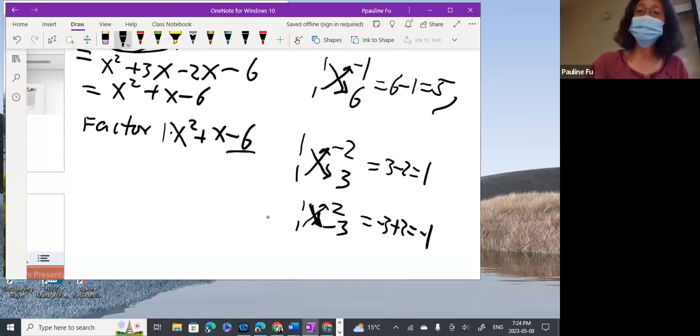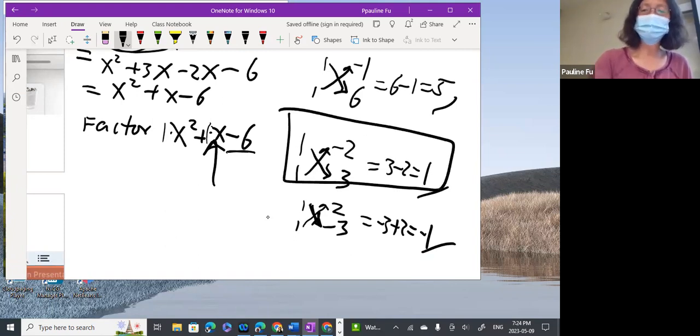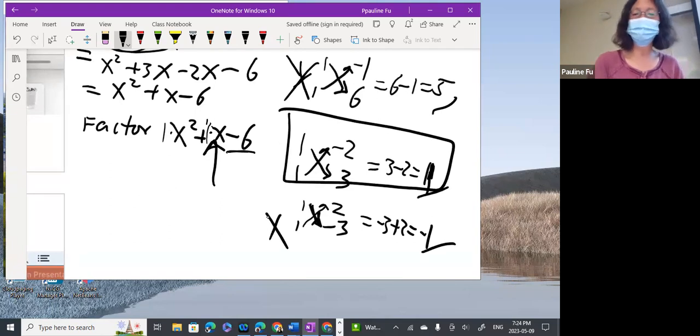Which of these numbers matches the coefficient before x? The coefficient before x is 1. Actually, there is 1 here, 1 times x. Which one? Only this one. The result matches the coefficient, 1. So this one is not the correct combination. This one is not, only this one.